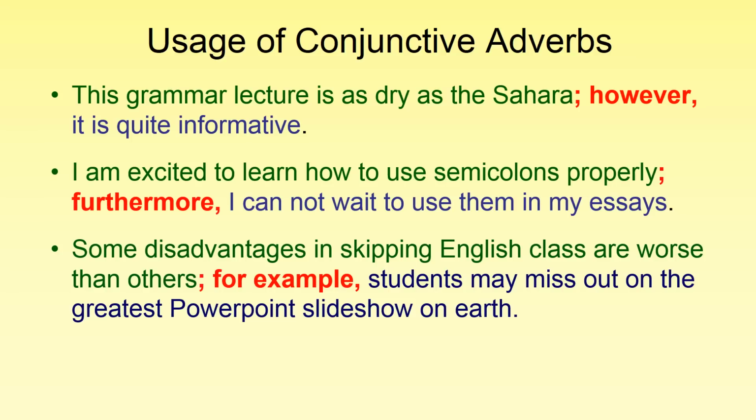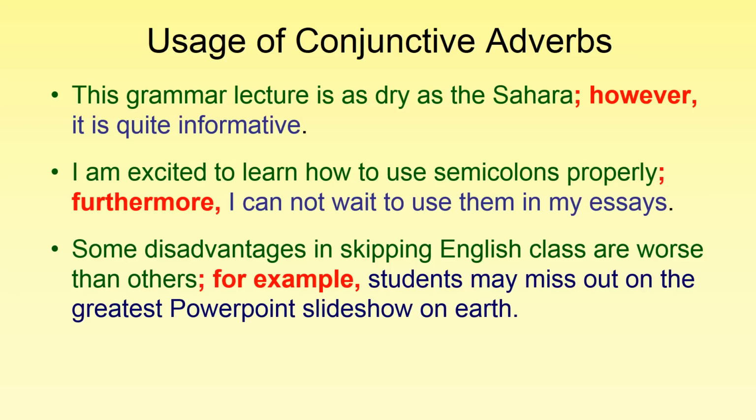Our last example here: some disadvantages in skipping English class are worse than others. For example, students may miss out on the greatest PowerPoint slideshow on earth. So we have our conjunctive adverb joining independent clauses here. This one is particularly useful. If you're going to be writing research papers, you're probably or hopefully going to be providing examples. If you're going to provide an example, let your readership know. This is an extremely clear way to write.